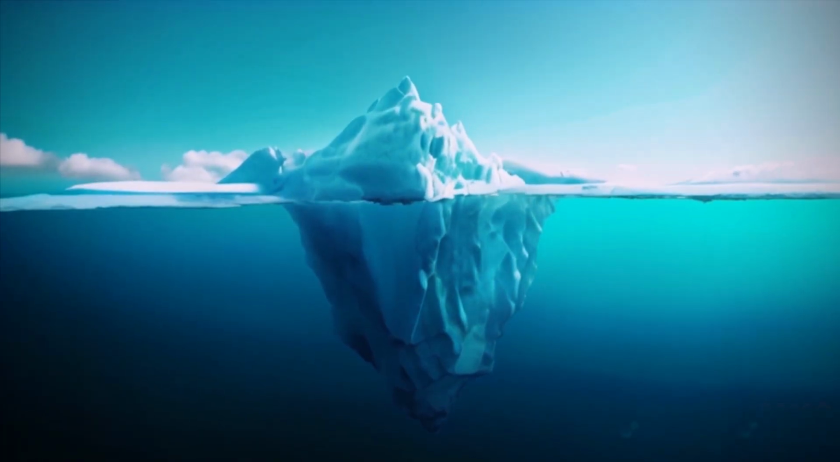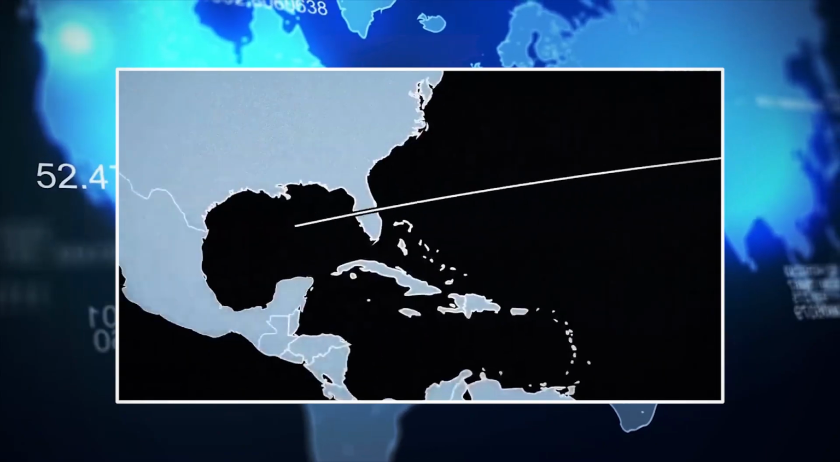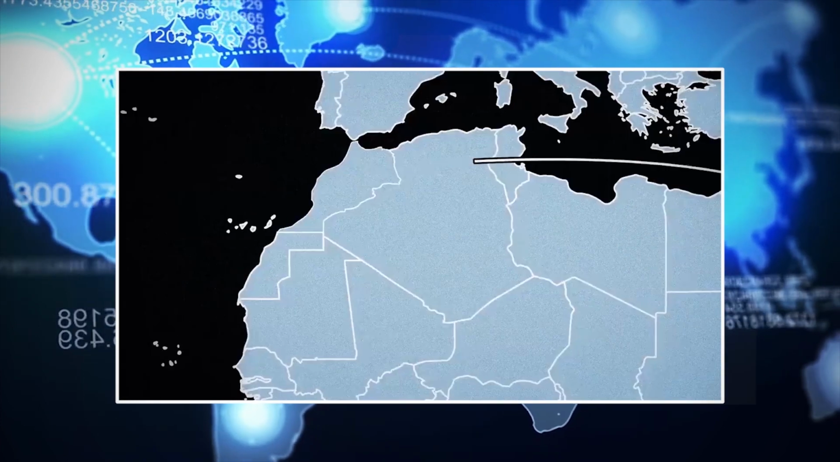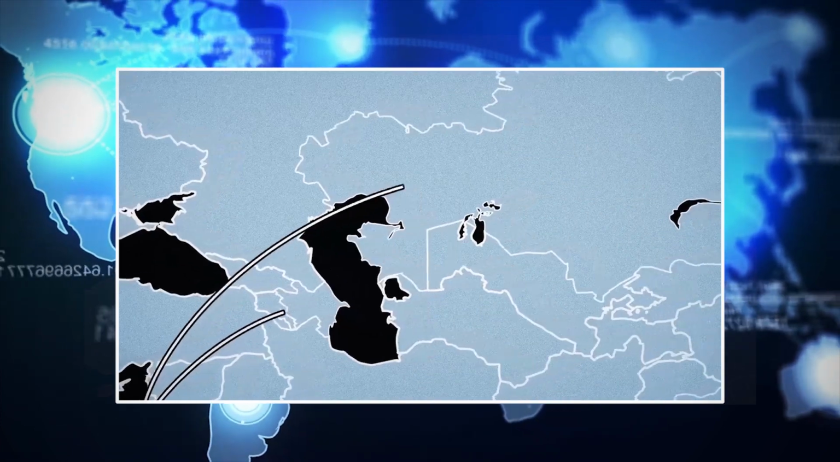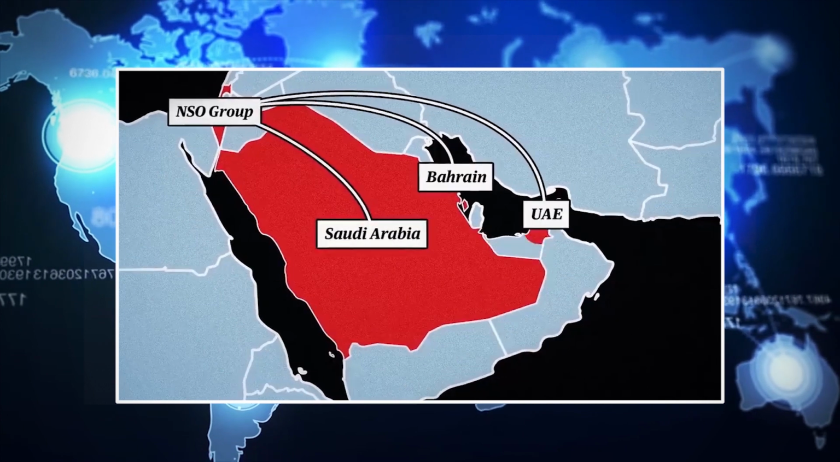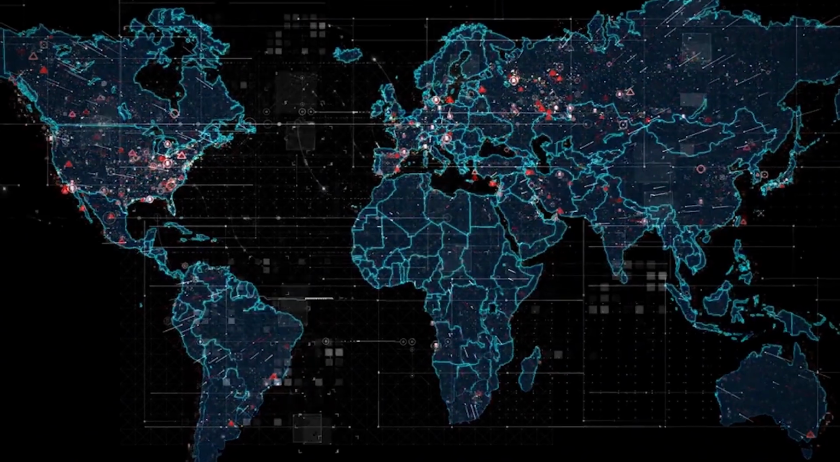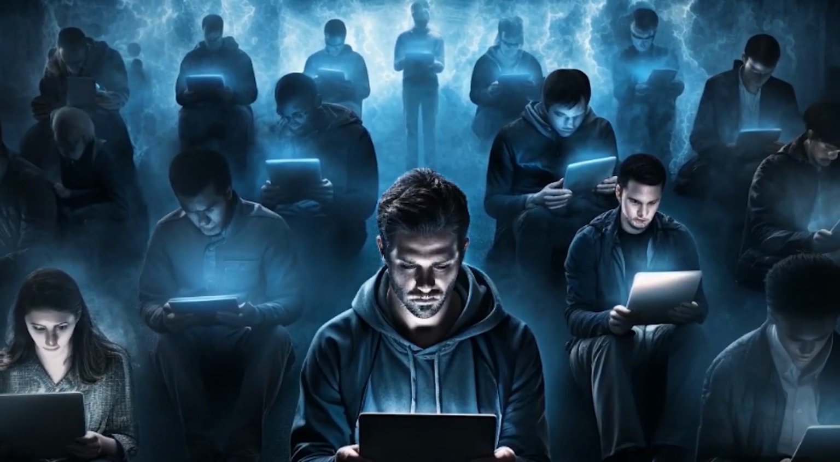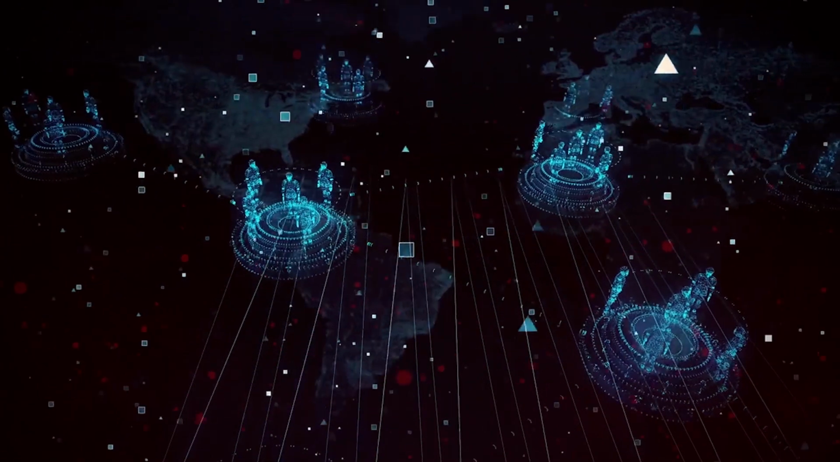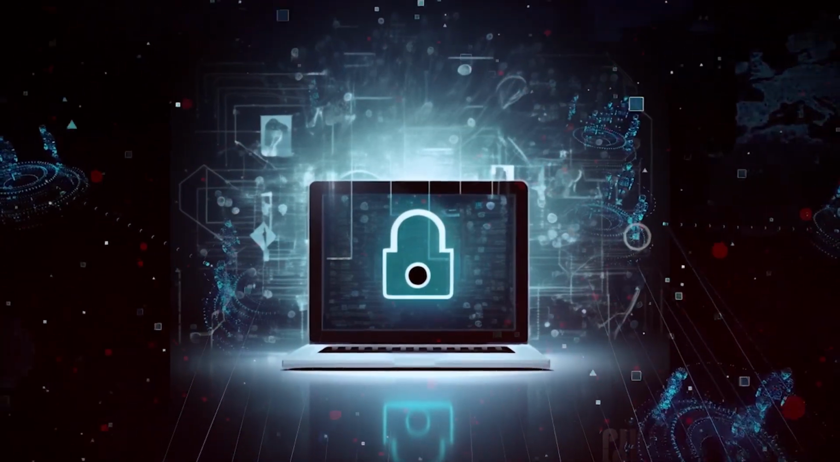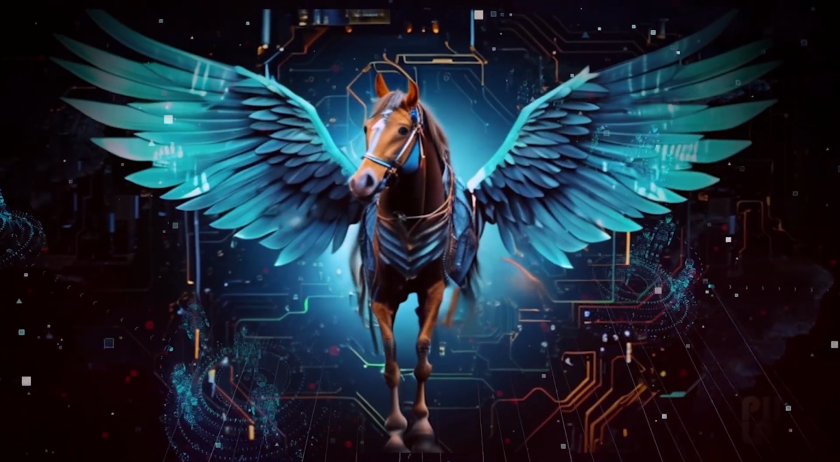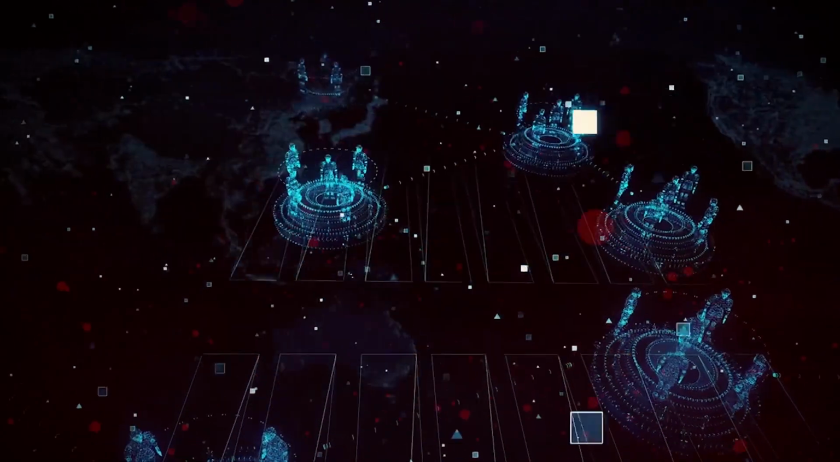These cases are just the tip of the iceberg. The use of Pegasus has been reported in multiple countries, targeting individuals from various walks of life. Each case underscores the reality that no one is safe from this type of digital surveillance. The repercussions are far-reaching, affecting not just the individuals targeted, but also the societies in which they live. In a world where privacy is increasingly valued, Pegasus stands as a direct challenge to this fundamental right.